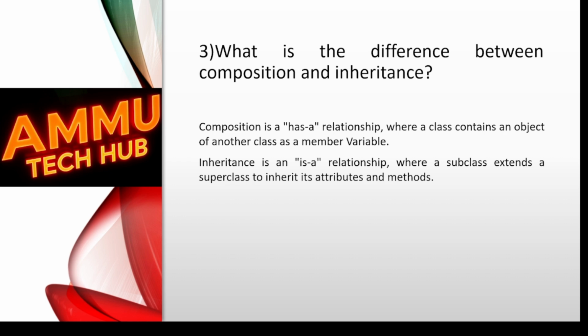What is the difference between composition and inheritance? Composition is a has-a relationship, where a class contains an object of another class as a member variable. Inheritance is an is-a relationship, where a subclass extends a superclass to inherit its attributes and methods.